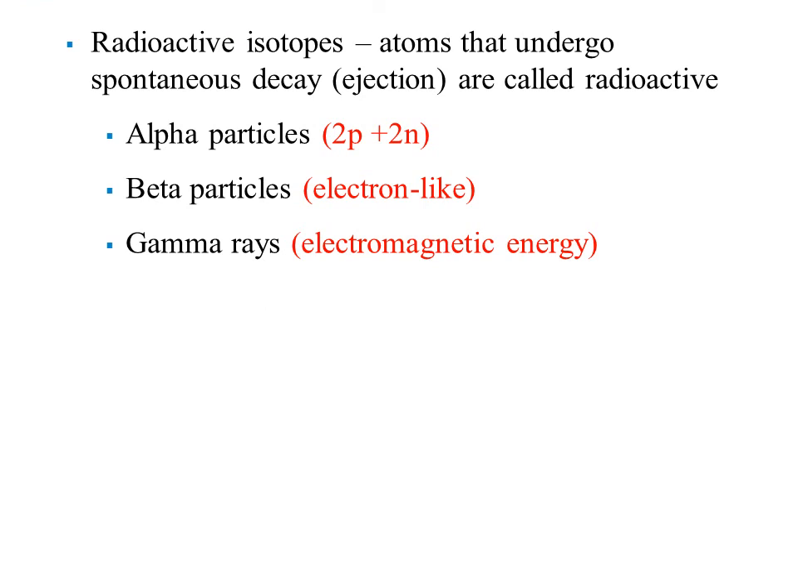Radioactive isotopes are atoms that undergo spontaneous decay. This decay is ejection of subatomic particles. This ejection is called radioactivity. Some of the radioactive particles are alpha particles, beta particles, and gamma rays.